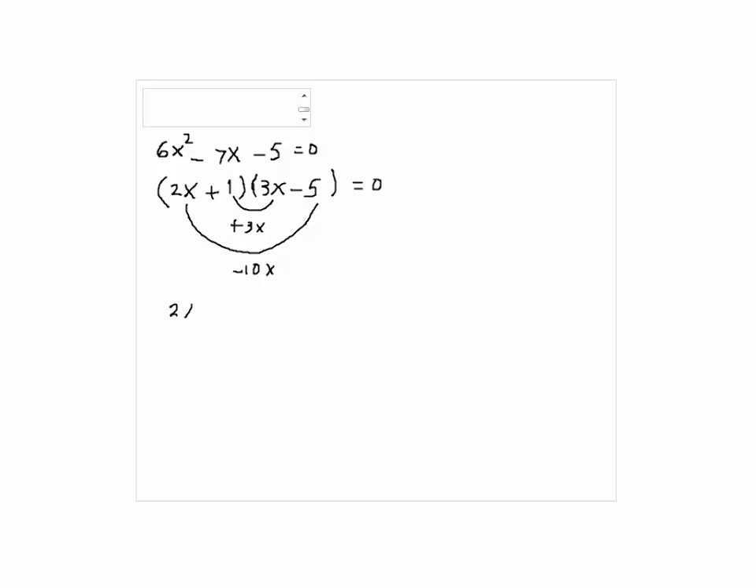So we have 2x plus 1 equal to 0. 2x is equal to minus 1. x equal to minus 1/2. Or 3x minus 5 is equal to 0. 3x equal to 5. x is equal to 5/3.